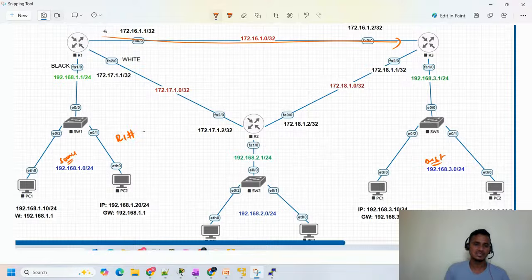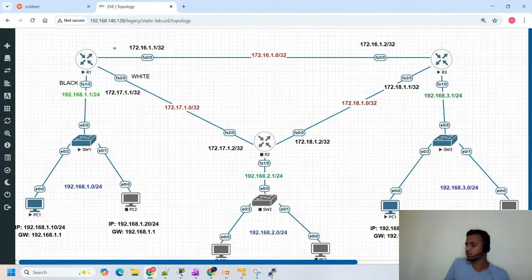So what is the syntax? Syntax is IP route and the destination network. What is the destination network? The destination network is this, like 3.0 and the destination subnet mask is slash 24. Either you can use this interface fa0/0, or else you can use the exit interface. I'll use exit interface. So this is what I'm going to configure in router 1. So let me do quickly.